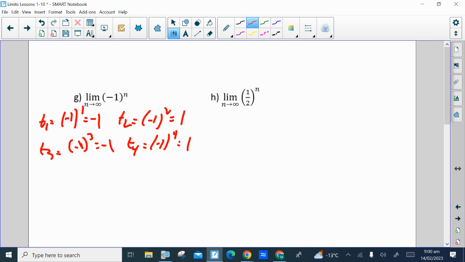These terms will just keep going back and forth between negative 1 and positive 1. The difference between each term is not changing. So in that case, this limit does not exist. It's not approaching a certain value. And we cannot use the tricks that we've just learned about because this isn't a rational function. Right? So that's what makes it different.